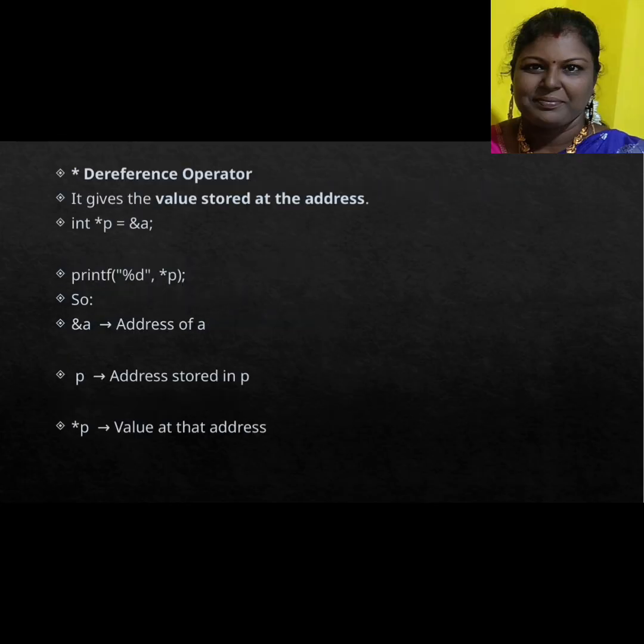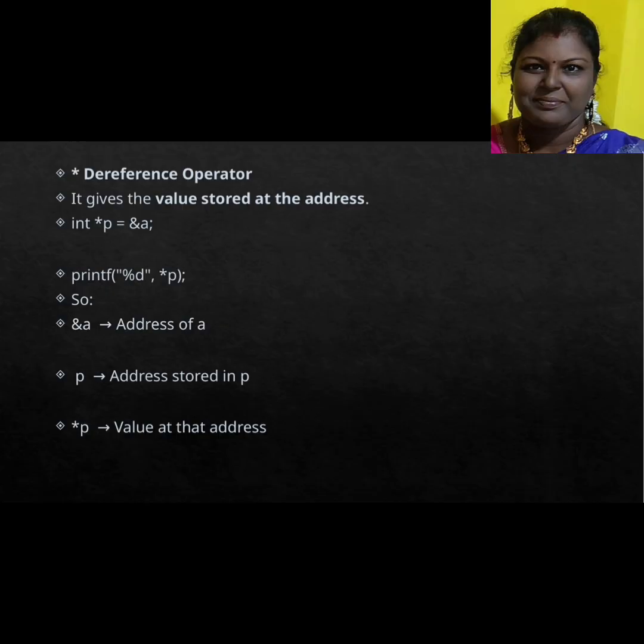Let's talk about the dereference operator. It's what lets us access the value stored at a specific memory address. Imagine we have a pointer p that holds the address of a variable a. When we write *p, we're saying, give me the value stored at the address p points to. So &a gives us the address of a, p holds that address, and *p fetches the actual value there. It's a simple but powerful way to work directly with memory.